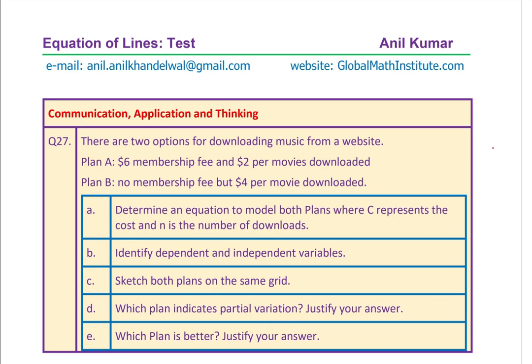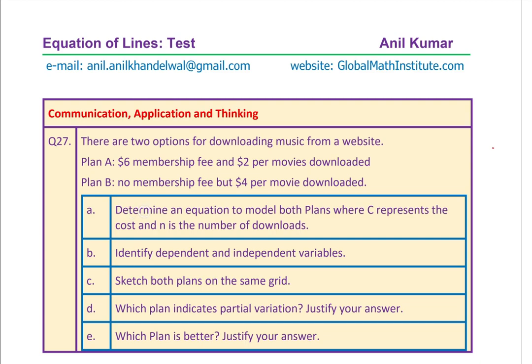There are two options for downloading music from a website. Plan A, $6 membership fee and $2 per movie download. And plan B is no membership fee but $4 per movie download, correct? So these are the two plans given to you. Based on that, we have 5 questions here.